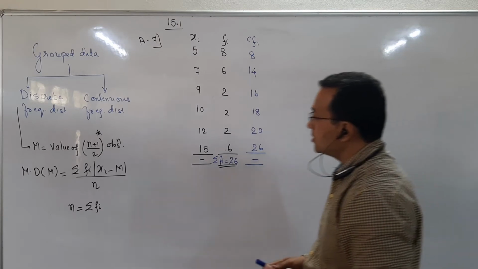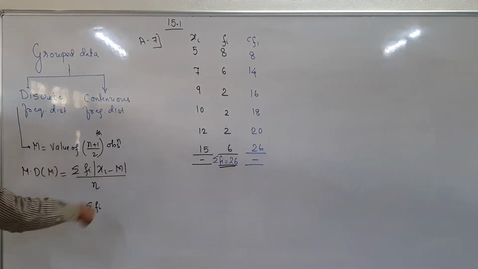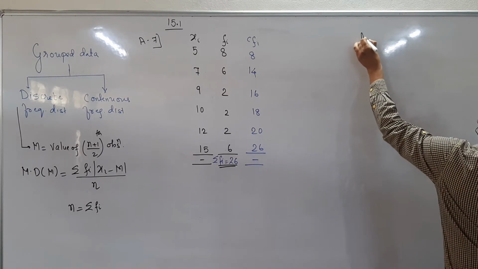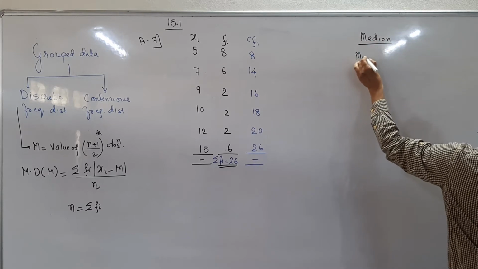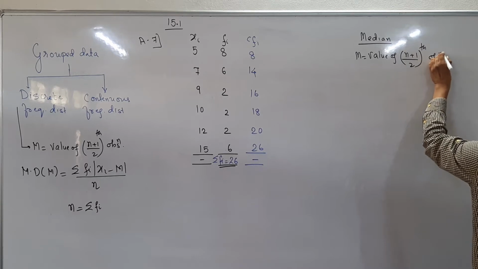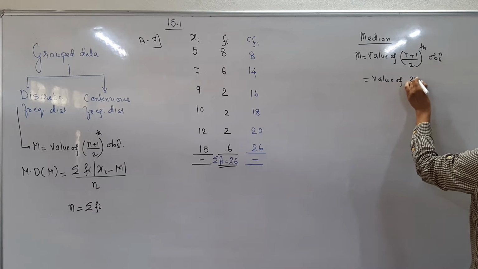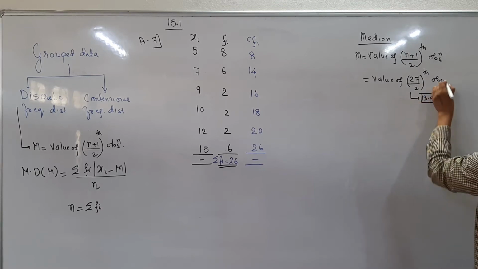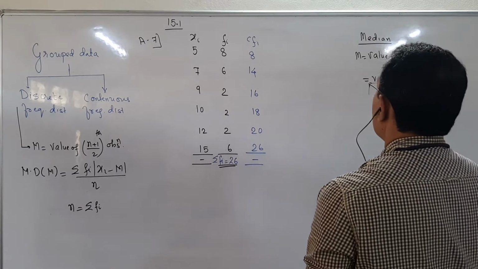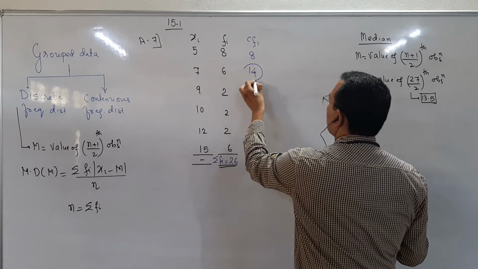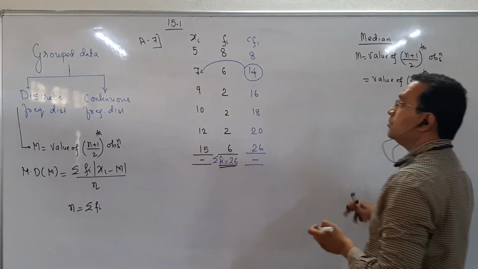Now, first criteria is to find median, and then only, students, we can make the columns of mod xi minus M and fi into mod xi minus M. So, median M is equal to the value of (n plus 1) by 2th observation. So n is 26, plus 1, 27 by 2th observation, which is nothing but 13.5. So what we have to do? We have to locate this 13.5 in the column of cf. It is covered in 14 and corresponding xi becomes median.